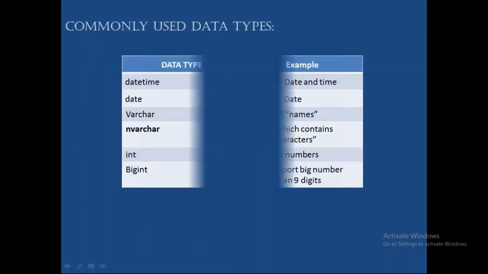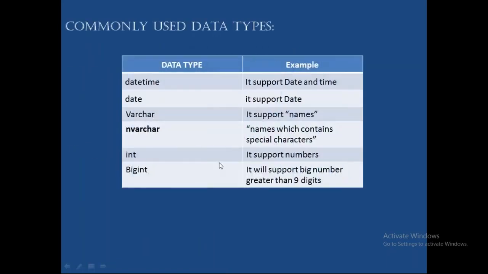I just included commonly used data types. We need to know these things because today I'm going to use all of them. Datetime supports date and time. Date supports only date. I hope you know what datetime means, right? 2020, 11, 12, 10 hours, 10 minutes, 10 seconds. That is the time. If you go with date, it will give you only the date. Varchar means names. Nvarchar means names with special characters. Int means normal numbers, it can be customer IDs and so on. Bigint means more than 9 digits. For example, for phone numbers, you can go for bigint.